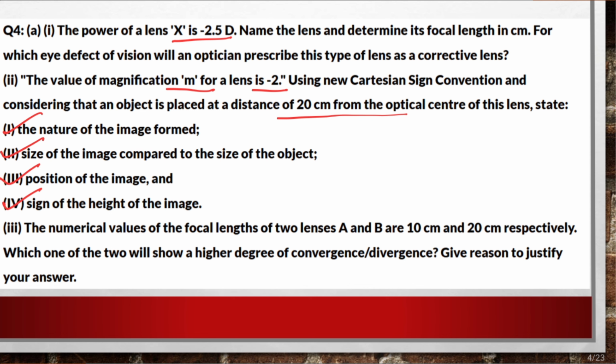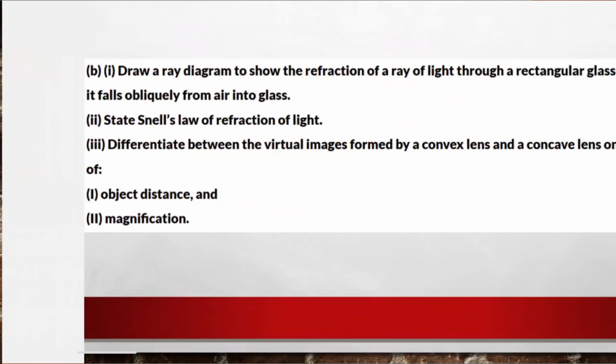Then the third part of this question: the numeric values of focal length of two lenses A and B are 10 cm and 20 cm respectively. Which one of the two will show a higher degree of convergence or divergence? Give reason to justify your answer.